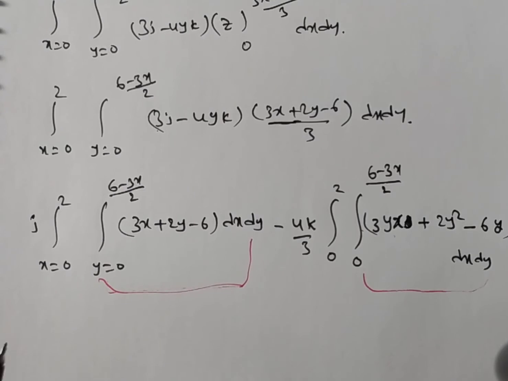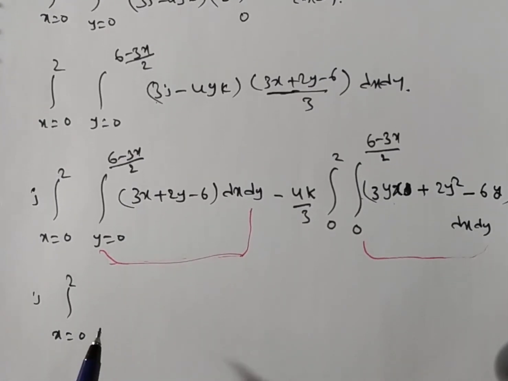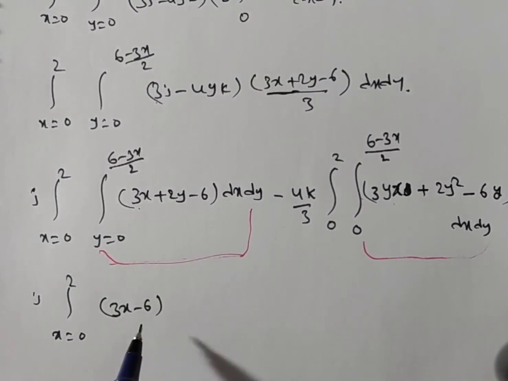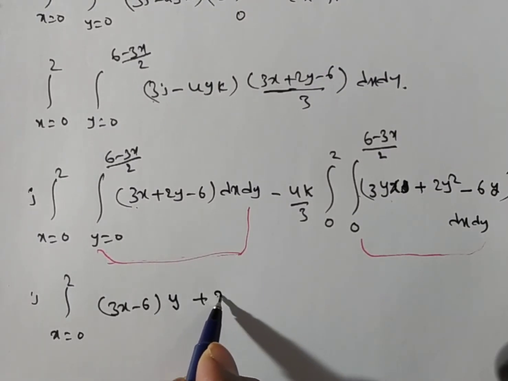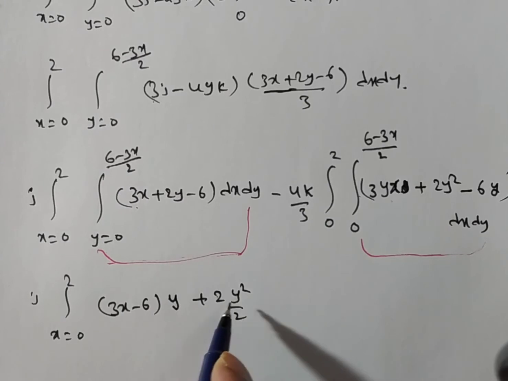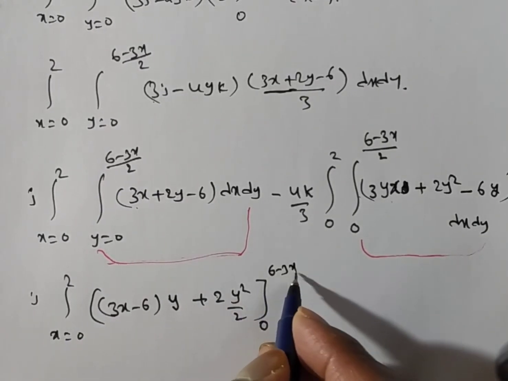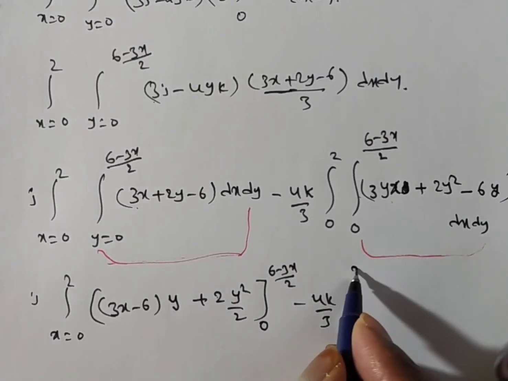So if you integrate with respect to y first, then x is from 0 to 2. Here 3x minus 6, you observe, is a constant. You can treat it as a constant while integrating with respect to y. So constant integration, constant into y, plus 2 into y integration, y square by 2. Now the limits are 0 to (6 minus 3x)/2. Minus 4k by 3 times integral from 0 to 2.